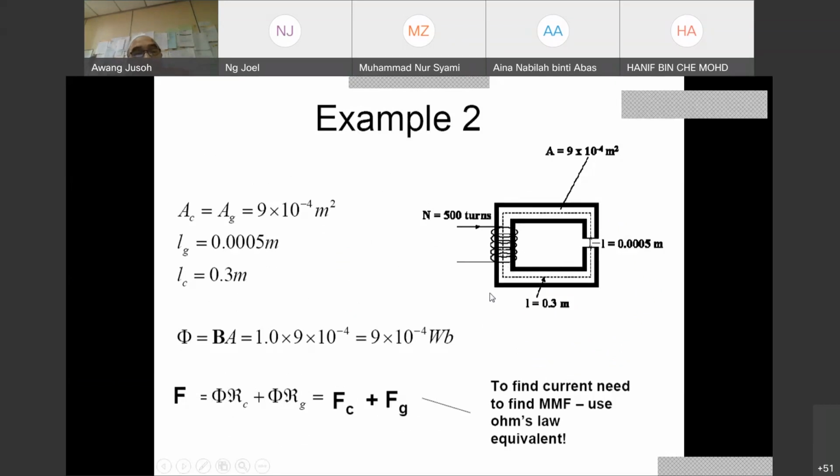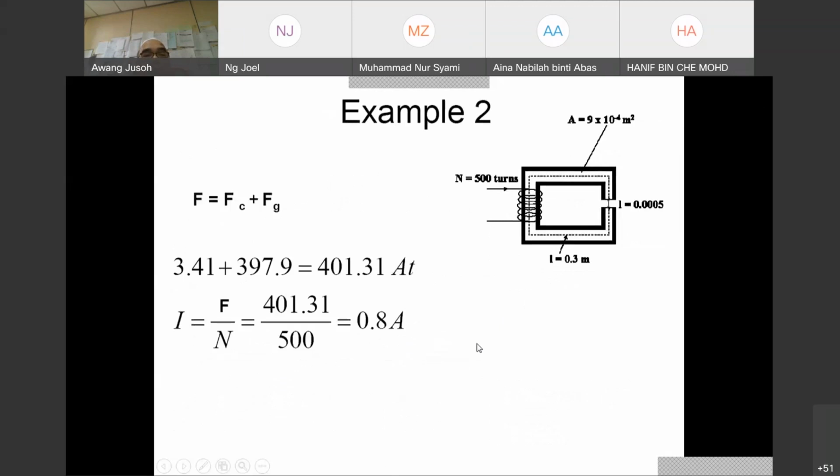Maybe you have to find the H first. HC LC plus HG LG. But if they give the data for mu, then you can use this formula for flux. Right?